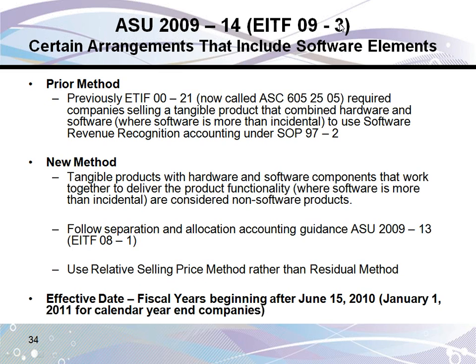So again, if a product includes software and other elements like hardware or a tangible product, we're going to look to see whether they work together to provide the functionality, and if they do, we're going to consider them non-software products. We're going to consider that tangible product a tangible product. We won't be following software revenue recognition anymore. We'll talk about some of the companies and products that this affects in a little while. And again, the effective date is the same as EITF 08-1.